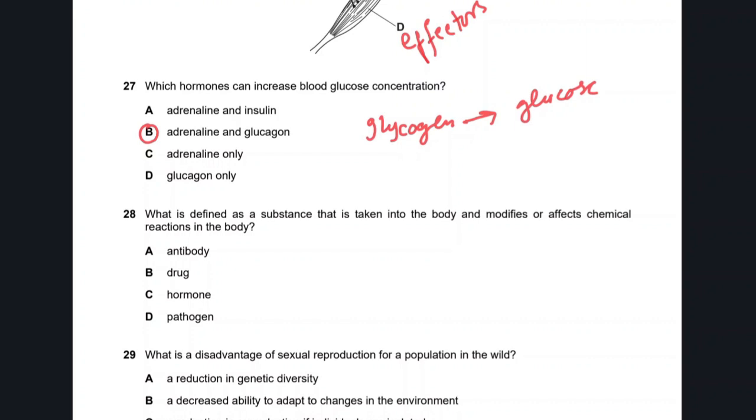What is defined as a substance that is taken into the body and modifies the effects of the chemical reactions of the body? So this is the definition of the term drug. Drugs always modify the chemical reactions of the body.